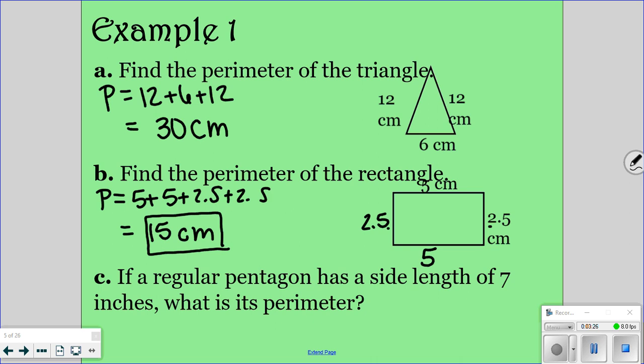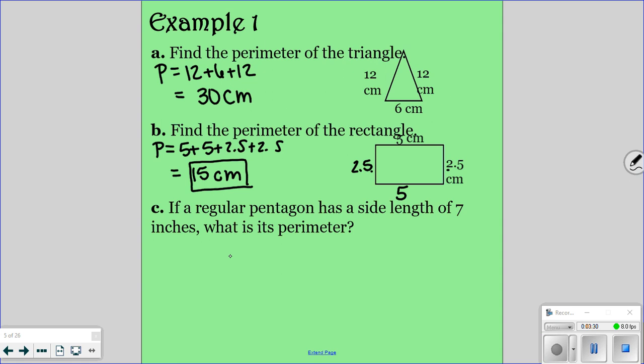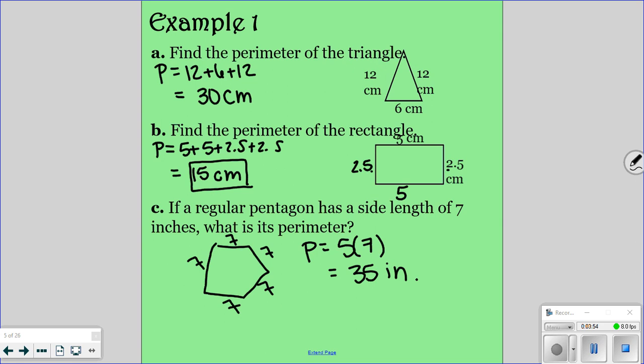For the third one, a pentagon has 5 sides. There's a pentagon. It's not drawn so that each side has a length of 7. It's not regular, but if all of them have a side length of 7, basically your perimeter is 5 times 7, which is 35. And then the units would be inches. So that's how you can find perimeter. Hopefully that's review.